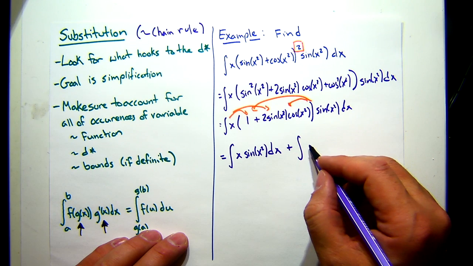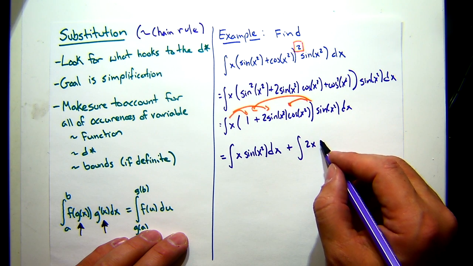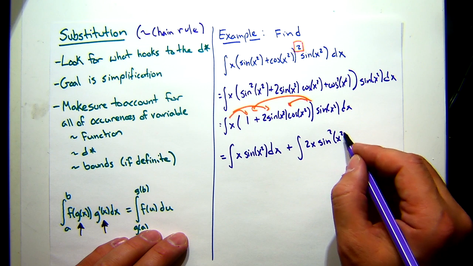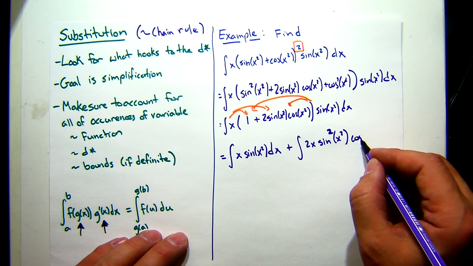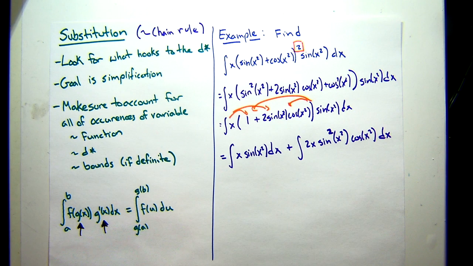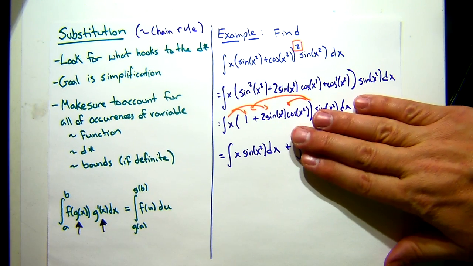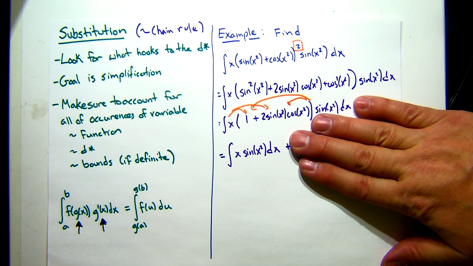The second one would be 2x sine squared of x squared cosine x squared dx. All right, we are making progress. These are now separate integrals, so I can do them independently of each other. What I do for one is independent of what I do for the other. So don't get too caught up on what works well for both; focus on them one at a time. Suppose you saw this, x sine of x squared dx. What's a good substitution to make?